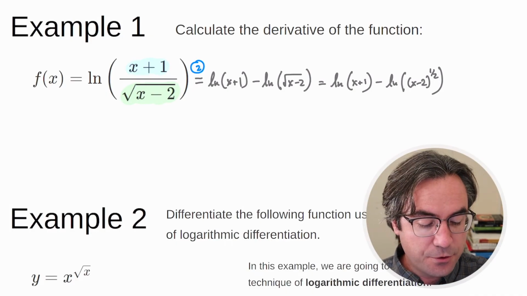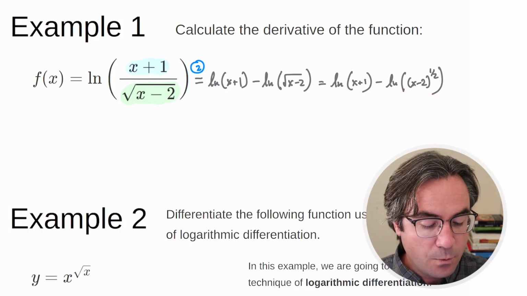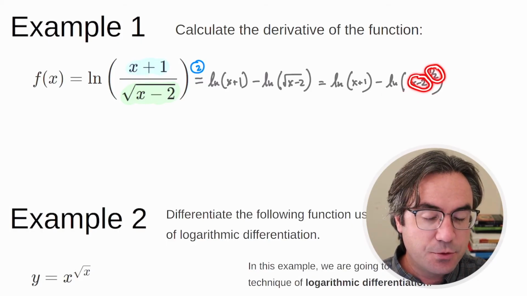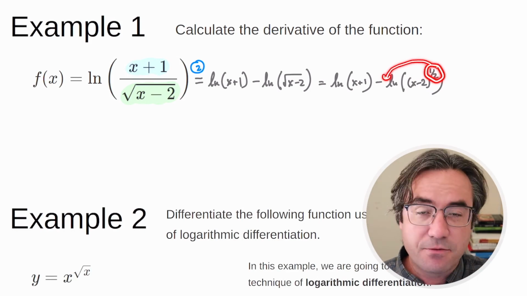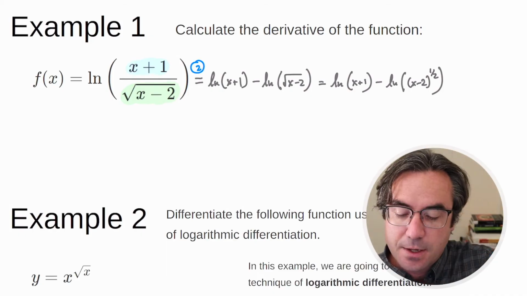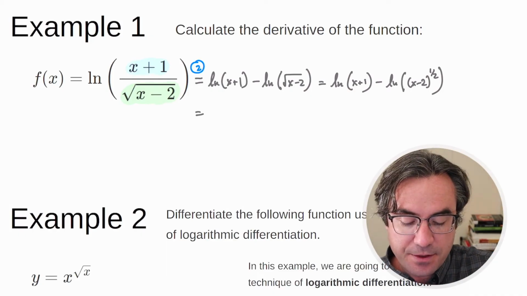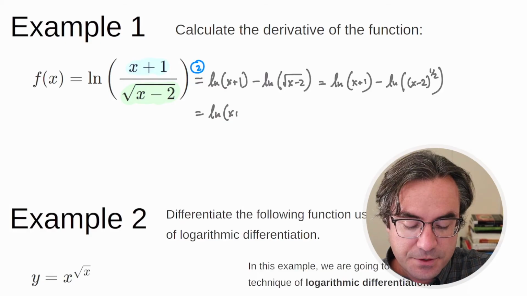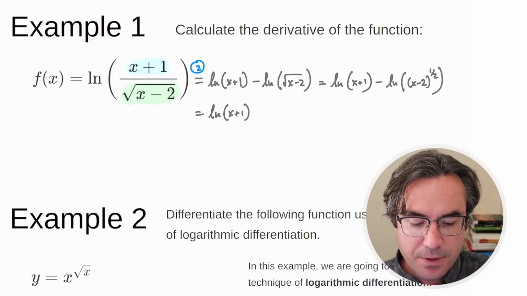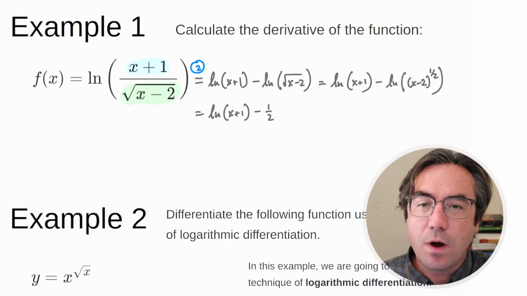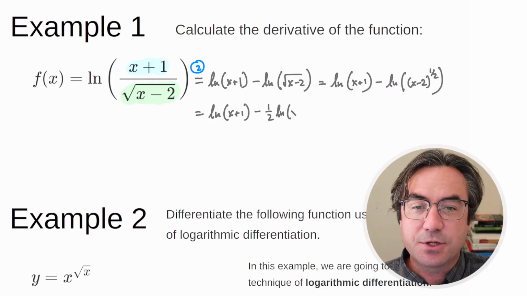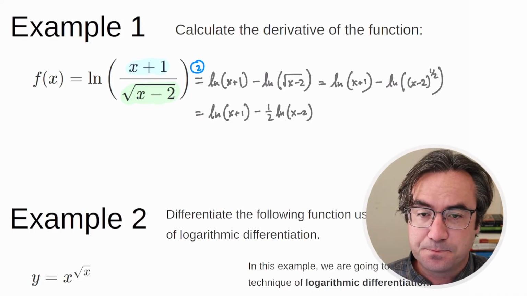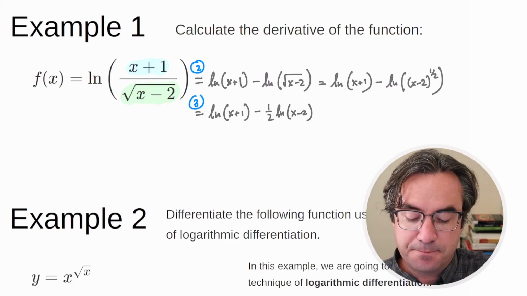And what that third log property allows us to do, when we have something getting raised to a power, is we can take that exponent and bring it out in front of the natural log. So in this case, if we use that third property, we're going to have still the same natural log of x plus 1, and then we'll have our minus, but then we could take that exponent of 1/2 out in front of the natural log. So we'll have 1/2 times our natural log of x minus 2. And that's the third property.